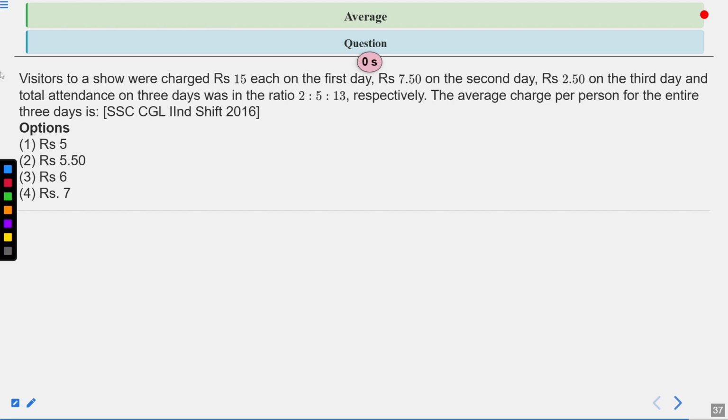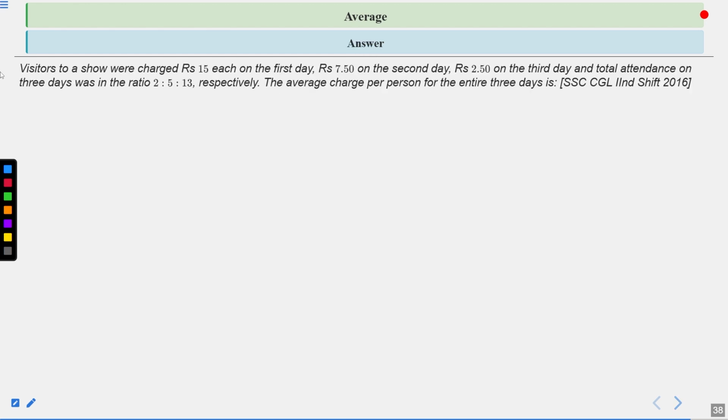Now time's up. Let's see the solution of this question. The question says that visitors to the show were charged 15 rupees each for the first day, 7.50 rupees on the second day, and 2.50 rupees on the third day. And the ratio of the visitors on the 3 days is given as 2, 5, and 13 respectively. Now the question is the average charge per person for the entire 3 days, so we can calculate it. The correct answer of this question is the first one, which is 5 rupees. Now see the detailed solution of this question.